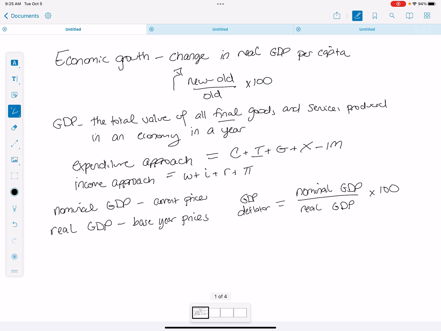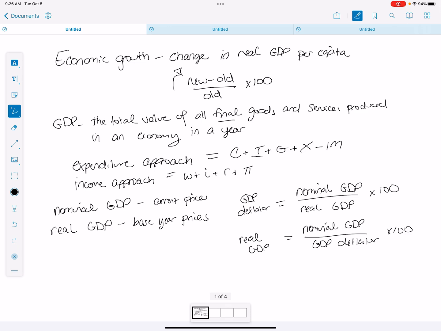So we can actually rearrange that formula to find real GDP. Because the right side divides by real GDP, we can simply multiply by real GDP on both sides of our formula. That gets it over on the left and gets rid of it on the right. We now need to move the GDP deflator to the other side. Since it's multiplied on the left, we can divide by it on both sides, and we get nominal GDP divided by the GDP deflator times 100 equals real GDP.